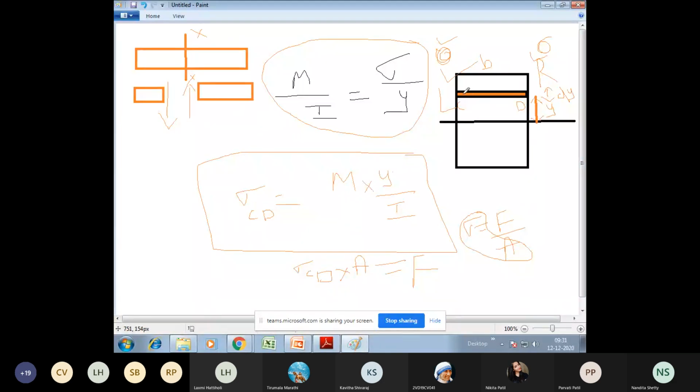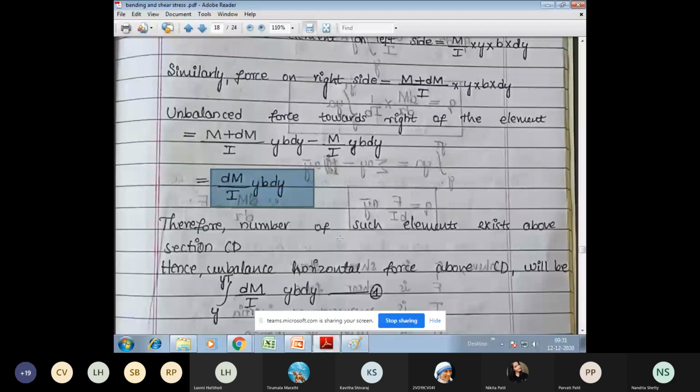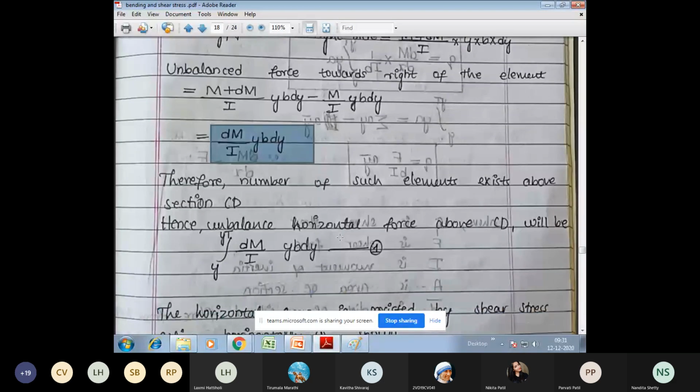See, at this CD, you have calculated the unbalanced force now. Correct? So if you take another layer here, and another layer here, and go on taking every layer, each has an unbalanced force. So such unbalanced force exists throughout the section. To calculate that, you need to take the summation, and summation is nothing but integration, right? So to get the unbalanced force of the entire section, please observe here, I have taken an integration or the summation. Observe the sentence carefully.